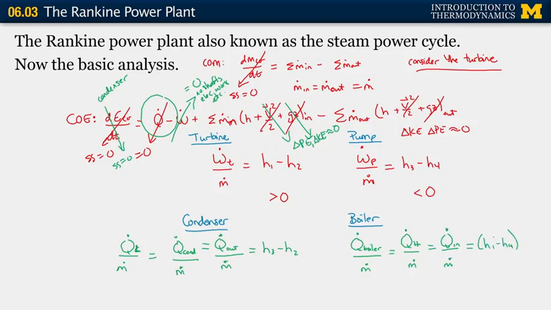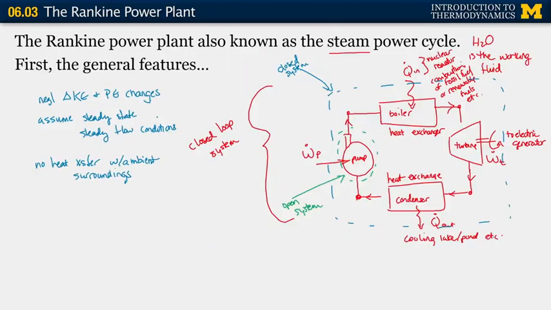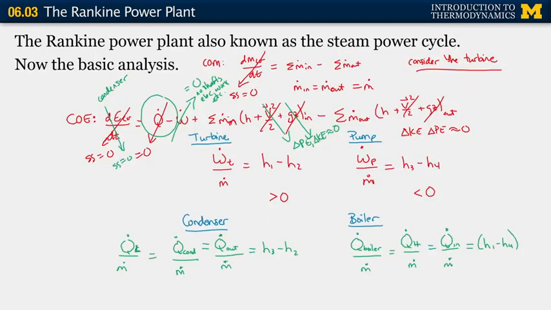So again, let's just flip back to the previous slide so we can remember. That's 1, 2, 3, 4. So state 1 is the high energy state that enters the turbine. So let's go back to our slide for the analysis here. So again, this is the high energy state, H1, minus H4, that's the low energy state.